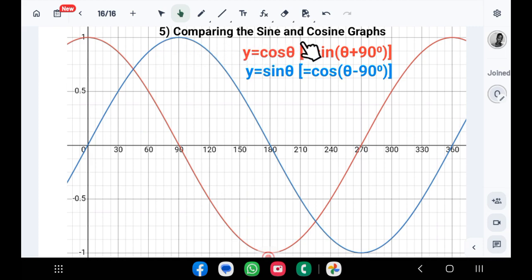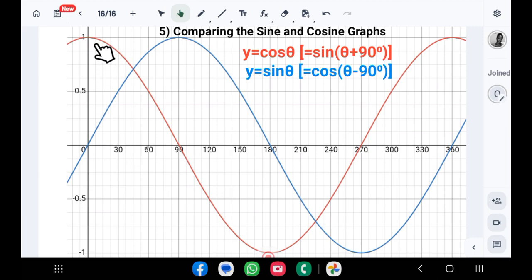The last bit is comparing the sine and the cosine graph. Remember, I said in the beginning that the cosine graph and the sine graph are co-functions of each other. Look at the names, sine, cosine. Now, how do they compare? From part 1, you've learned that the sine graph starts at 0 degrees, peaks at 90 degrees at 1, goes back down to another x-intercept at 180, gets to a minimum turning point at 270 at negative 1, and then goes back to 0 at 360 degrees.